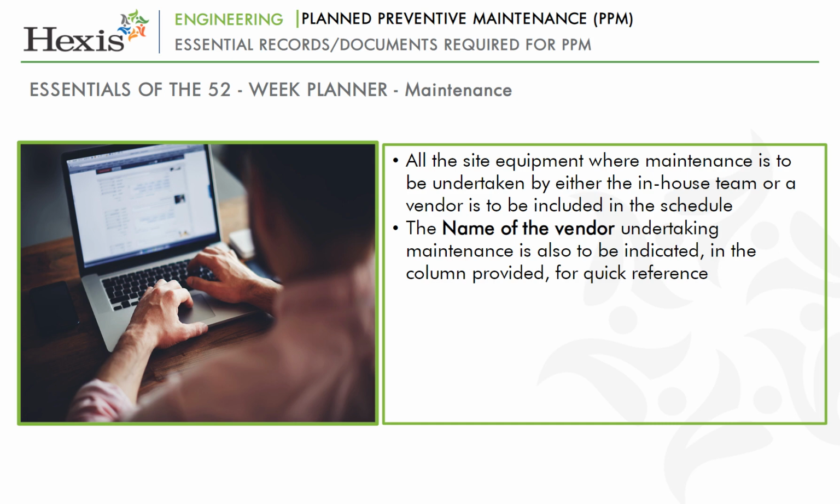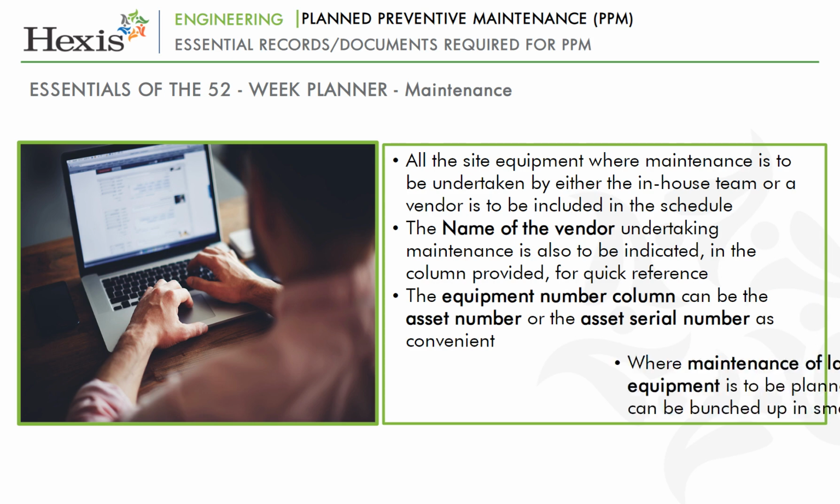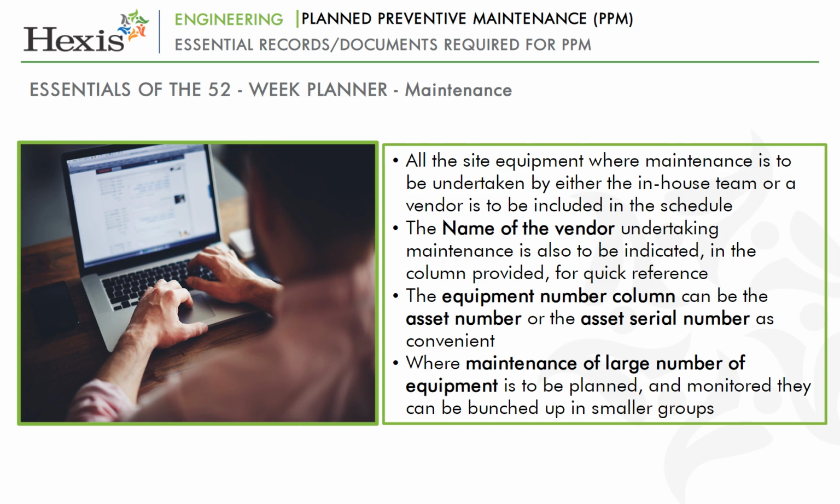If maintenance is to be taken up in-house, the same can be indicated instead. The equipment number column can be the asset number or the asset serial number as convenient. Where maintenance of large number of equipment is to be planned and monitored, they can be bunched up in smaller groups. For example, a quarterly cleaning of 200 smoke detectors can be split into 4 groups of 50 each and indicated as smoke detectors GP1, GP2, GP3, and GP4. The division can be zone-wise or floor-wise.